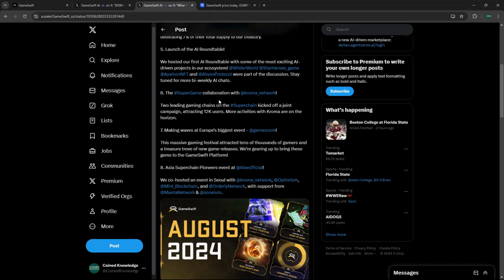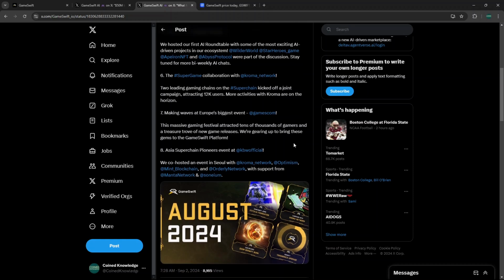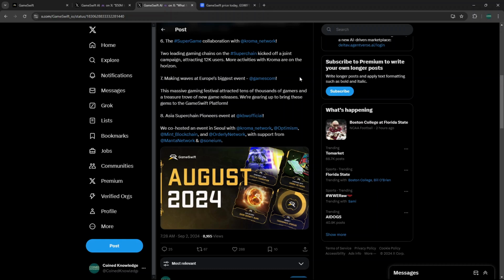The Super Game collaboration with Chroma Network, so two leading gaming chains on the Super Chain kicked off a joint campaign, GameSwift and Chroma, attracting 12,000 users. More activities with Chroma are on the horizon. They also went to Gamescom, making waves at Europe's biggest event. This massive gaming festival attracted tens of thousands of gamers and a treasure trove, so they're bringing these gems to the GameSwift platform. Pretty good to see that they got involved with Gamescom there.